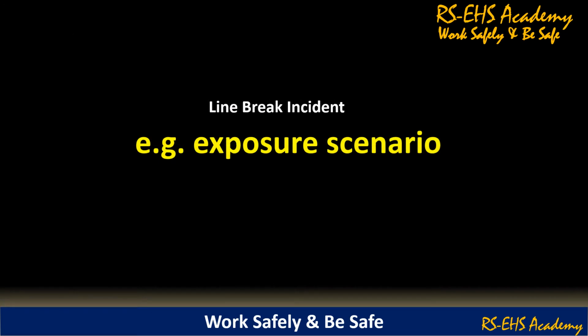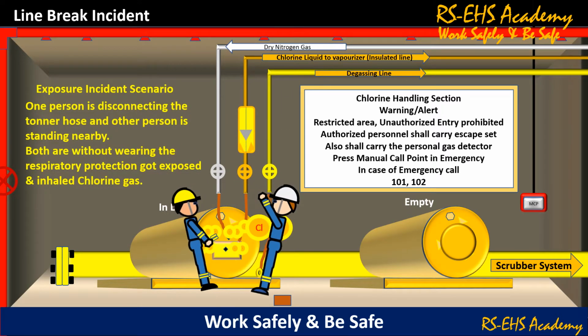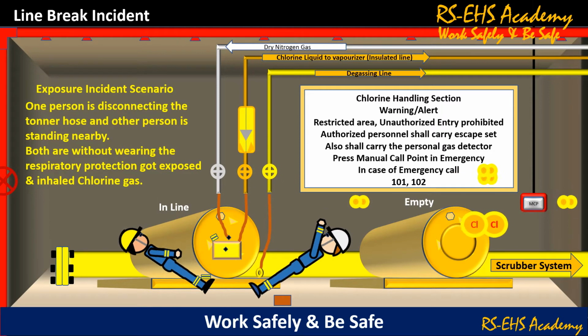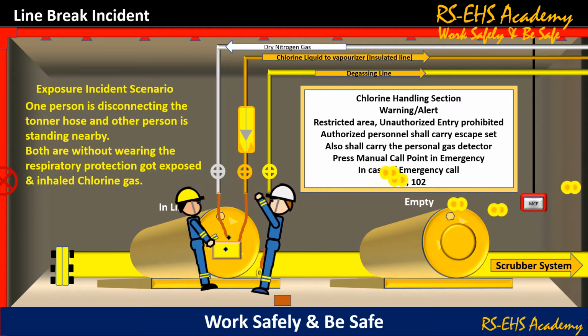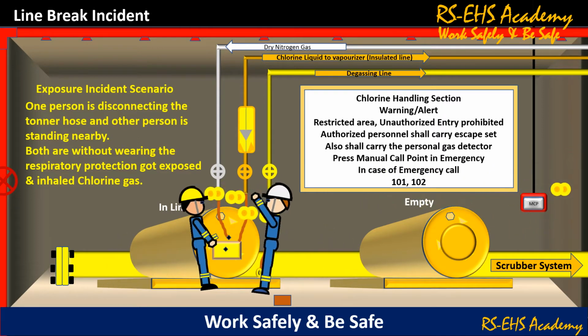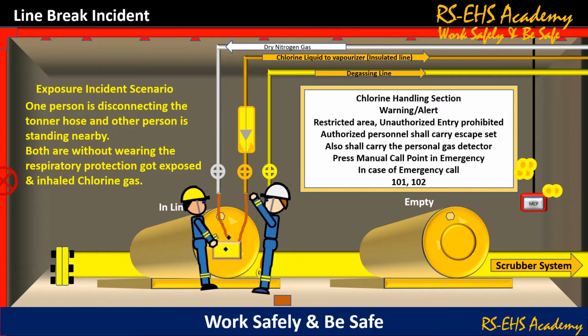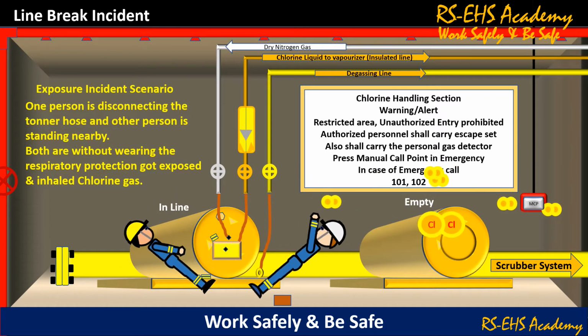Let us understand the importance of the line break process by these line break incidents. Example exposure scenario: the hose connection to the chlorine tonner is being disconnected, but both the persons are not wearing job specific PPEs. During the disconnection of the hose from the chlorine tonner, the trapped chlorine gas inside the hose got released and both the persons got exposed. The point to note here is that they were not wearing job specific PPE, and it is very dangerous, unsafe behavior.